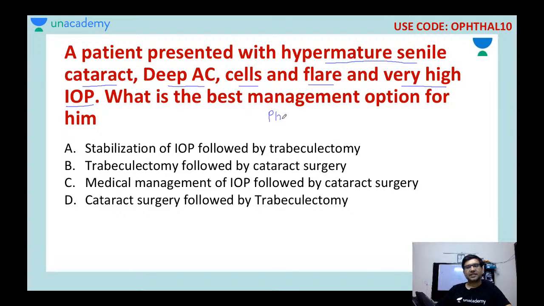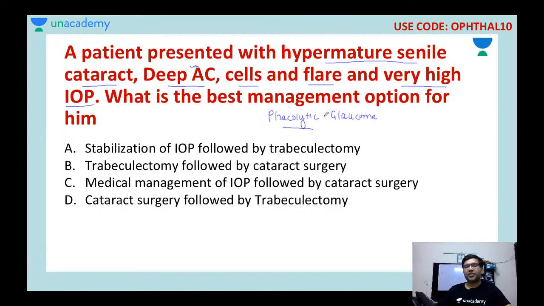So very good, this is a phacolytic glaucoma. Do you agree with me? This is a phacolytic glaucoma. Why am I saying that it is not a phacomorphic glaucoma? The reason is that the patient is having a deep anterior chamber.